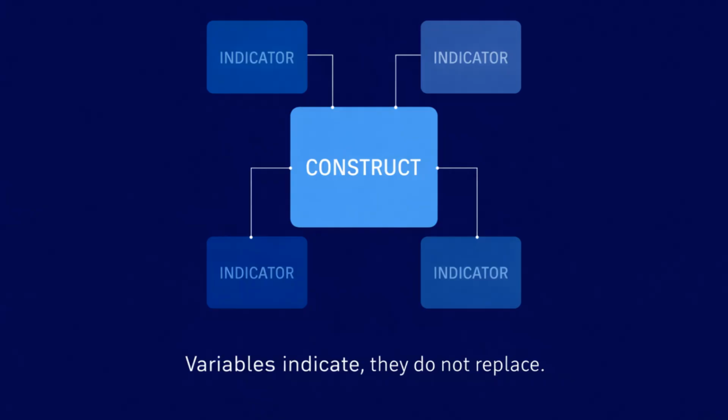These examples highlight an important point. Variables are indicators, not replacements for constructs. No single variable fully captures a construct. Variables provide partial evidence, and multiple variables are often needed to represent a construct responsibly.